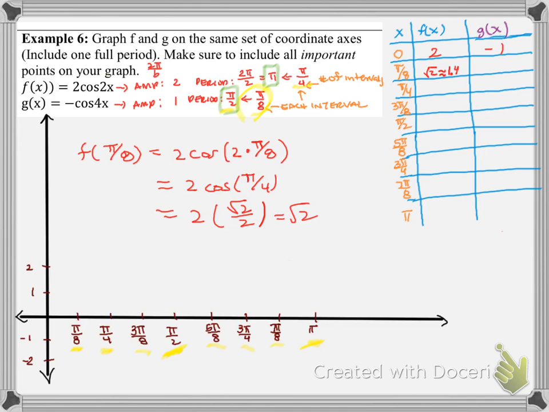Oh, I didn't mention too, remember, as well, since the amplitude for f is 2 and 1 for g, that's why our max and our min is going to be 2 and negative 2 on our graph, the output.